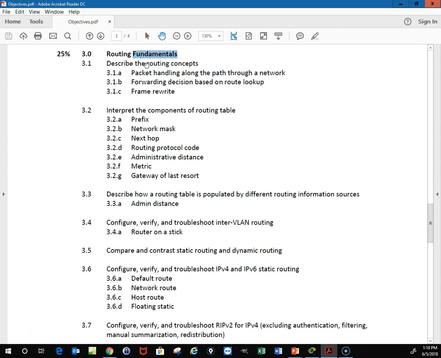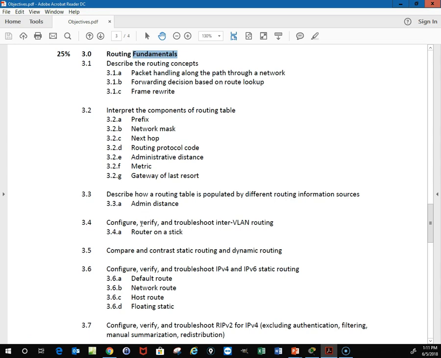So routing fundamentals describe the routing concepts, packet handling along the path through a network, forwarding decision based on route lookup, and then frame rewrite. And then we'll talk about the components of the routing table: prefix, network mask, next hop, routing protocol code, administrative distance, metric, and then gateway of last resort. And then 3.3 describe how a routing table is populated.